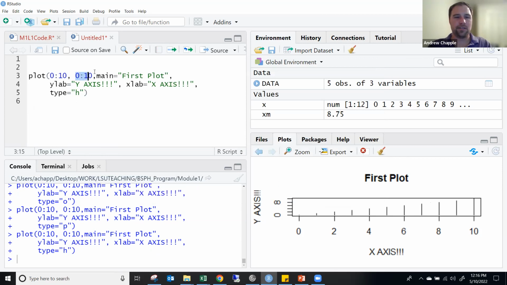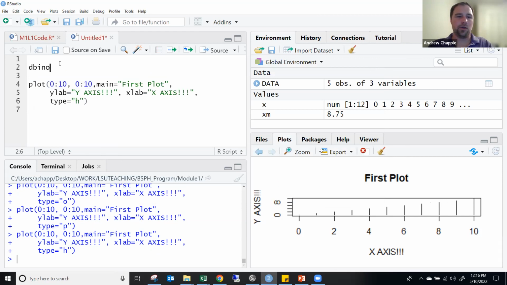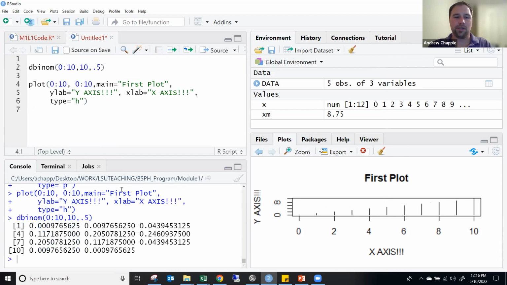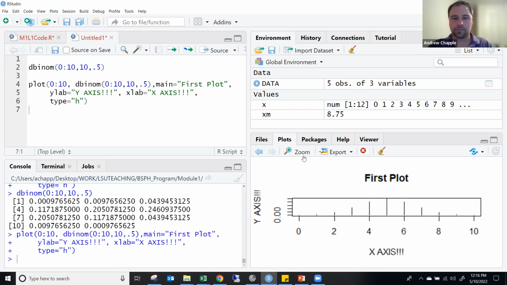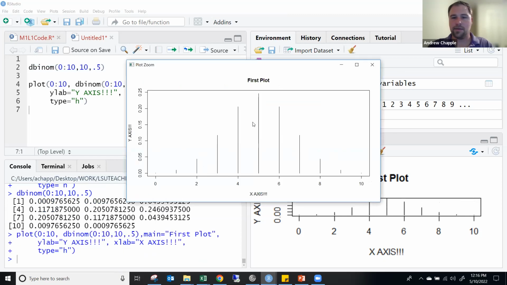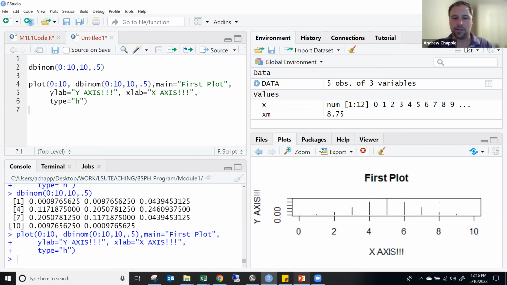So the only difference here is I'm plugging in these dbinoms here. So I have dbinom 0 to 10, and I think I had 10 and 0.5. You can see these probabilities here down at the bottom. See how it does it for each item, 0 to 10, the whole sequence. And then I can plop this in right here. So this is what it looks like. This produces the same kind of plot as you see on the lecture slides.